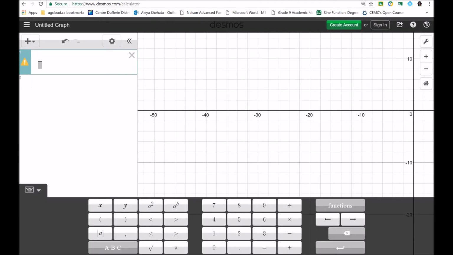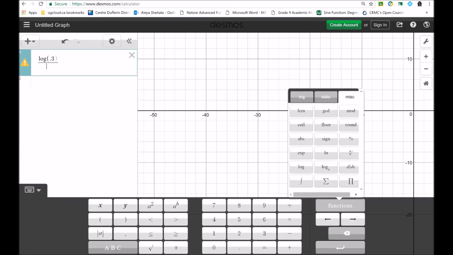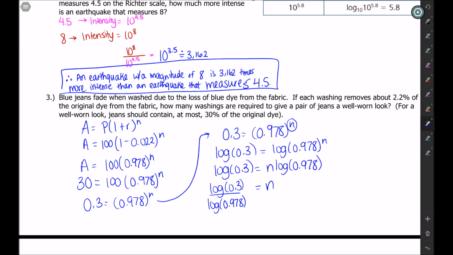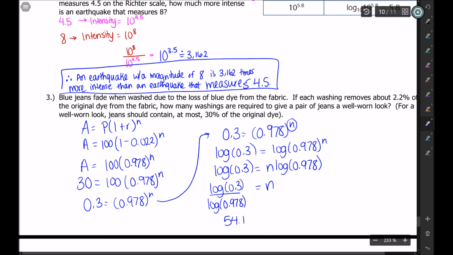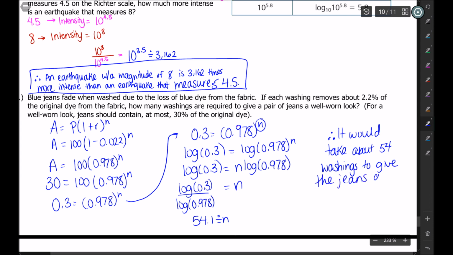So I'm going to type in the log of 0.3 over the log of 0.978. And if you notice right here, our answer is about 54.1. So we'll say here n is equal to 54.1 approximately. So we can say right here, therefore, it would take about 54 washings to give the jeans a well-worn look.